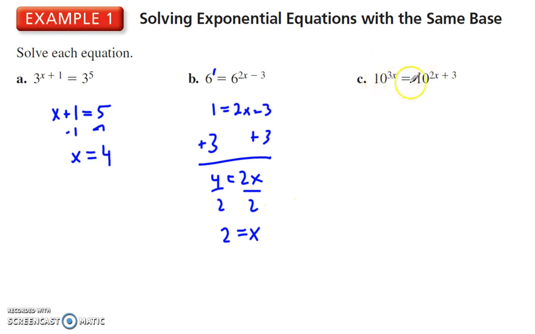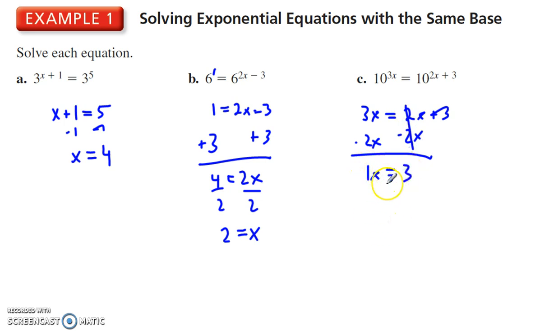All right, again, we have the same bases, so we can set their exponents equal. 3x is equal to 2x plus 3. And now we have a variable term on each side, so I'm going to subtract the smaller one. Minus 2x. That cancels out. I get 1x is equal to 3, or x is equal to 3.